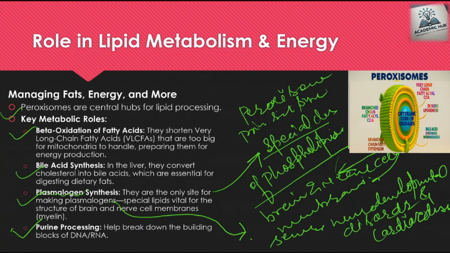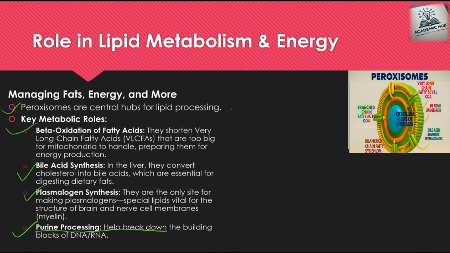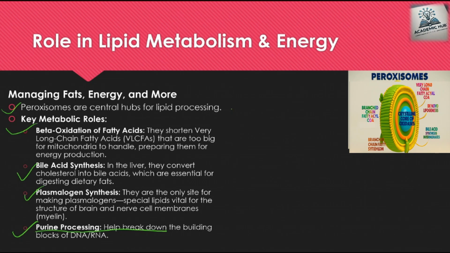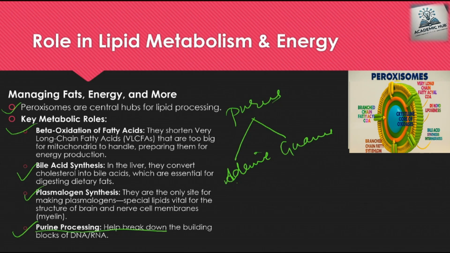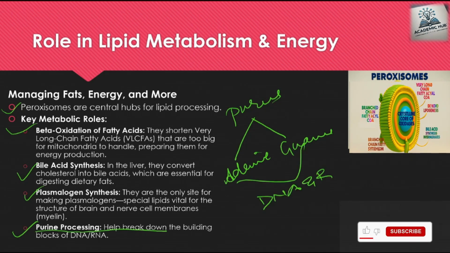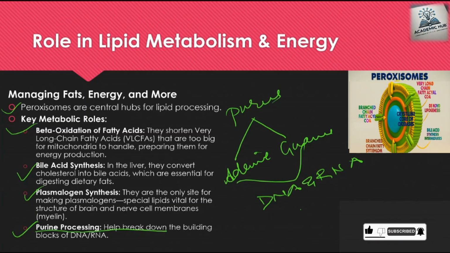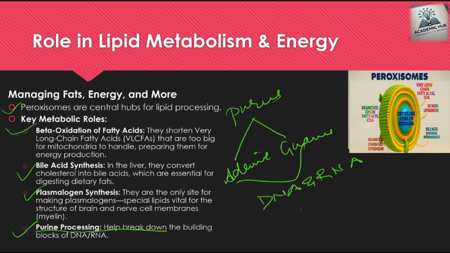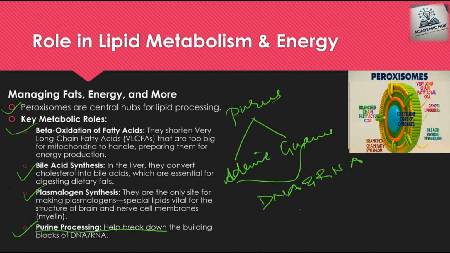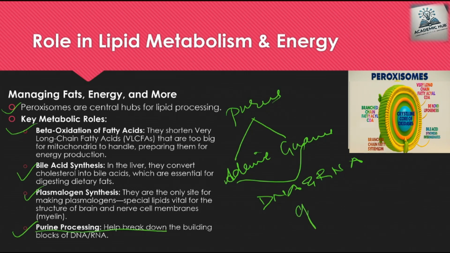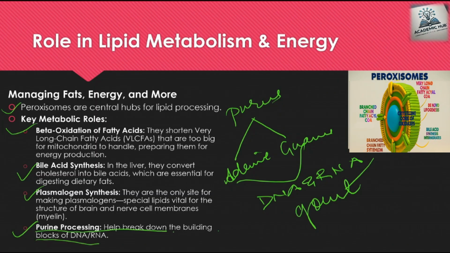Next is purine processing. Now we focus on purine processing. In this, peroxisomes help break down purines. Purines are adenine and guanine, which are building blocks of DNA and RNA. One enzyme converts a purine breakdown product into uric acid, which is then excreted from the body. This process needs to be balanced, as too much uric acid can cause problems like gout. So purine processing helps break down the building blocks of DNA and RNA.